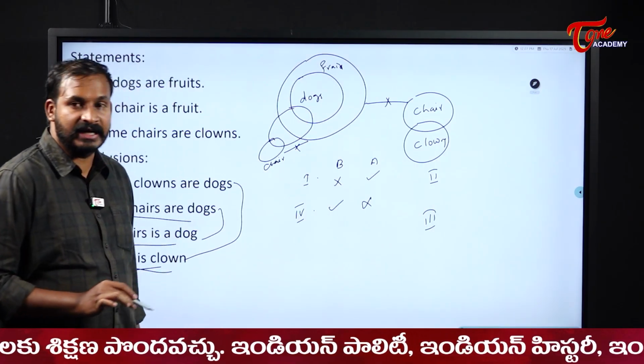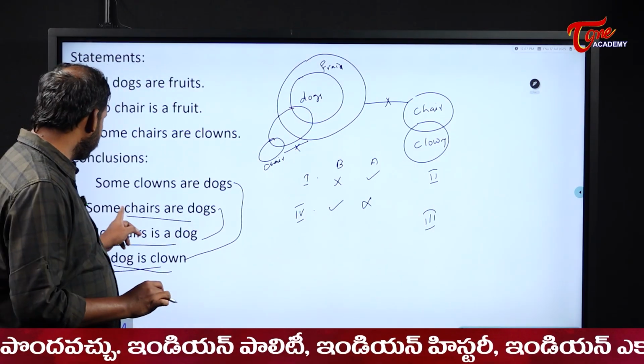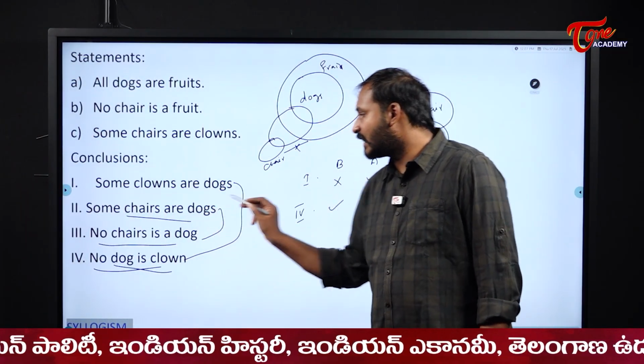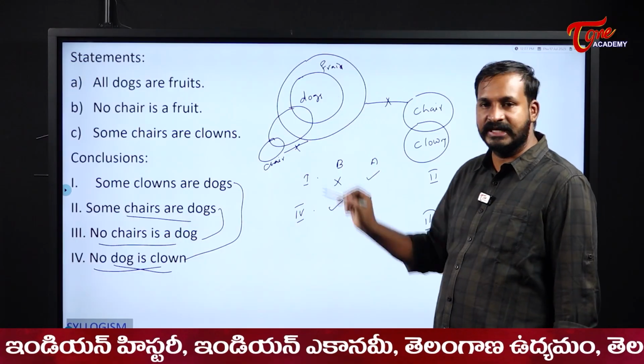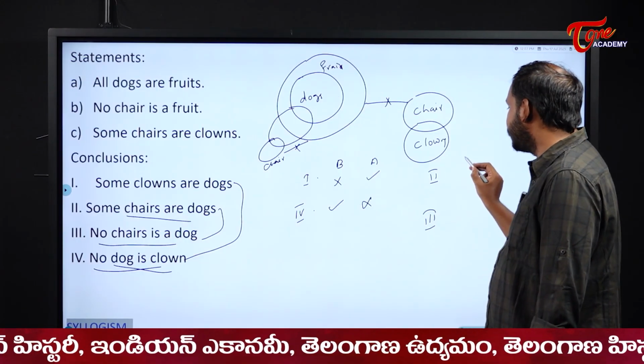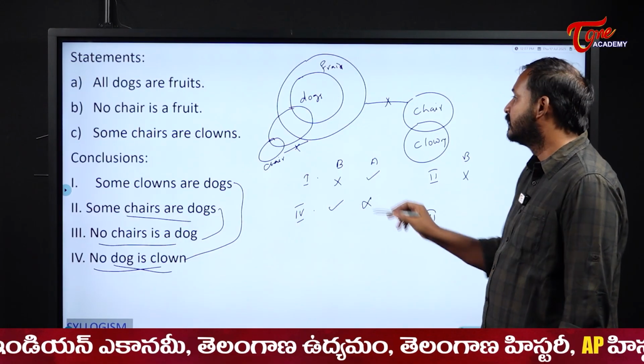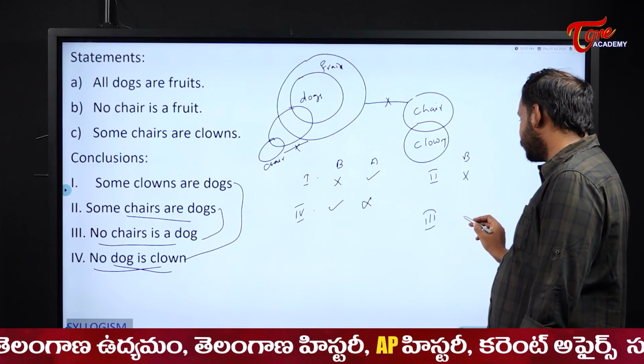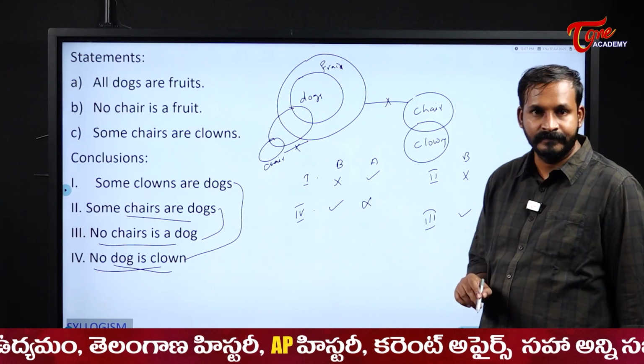Now I will check my second and third conclusion, students. Now see here in the second conclusion, what is it telling? Some chairs are dogs. Is there any relation between chairs and dogs? No sir. So in the basic diagram, that is false. Now no chair is a dog. No chair is a dog. Yes, in the basic diagram, that is true.